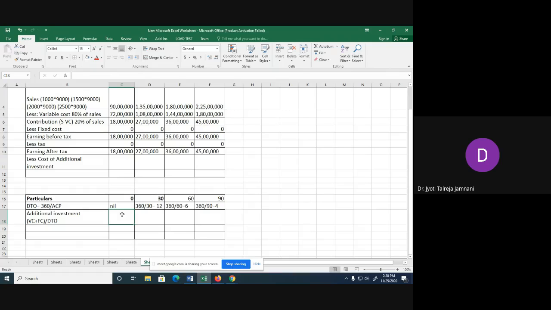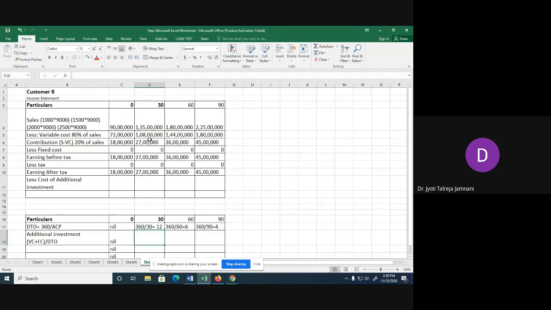For 0 days, we will not calculate because in 0 days, we are not giving credit. When we don't give credit, we don't need any additional investment. Only when we give credit, that additional investment comes into picture because our money is stuck up. We have given time for customers to pay. So if I need money, I will withdraw from somewhere. So additional investment I'll make. But if I get cash immediately, there is no need to make additional investment. So we'll start from the second case where we are giving credit. When there's no credit, there will be no additional investment.